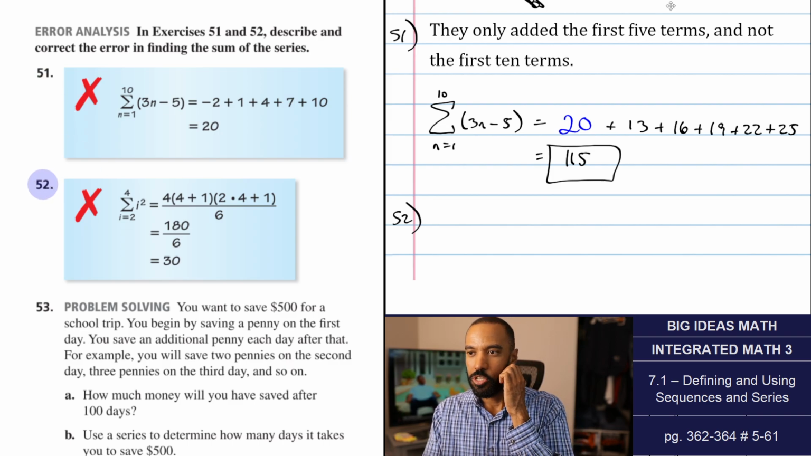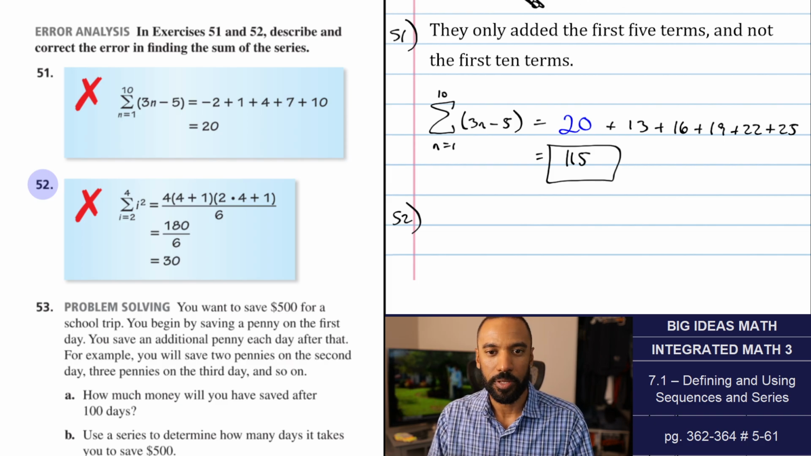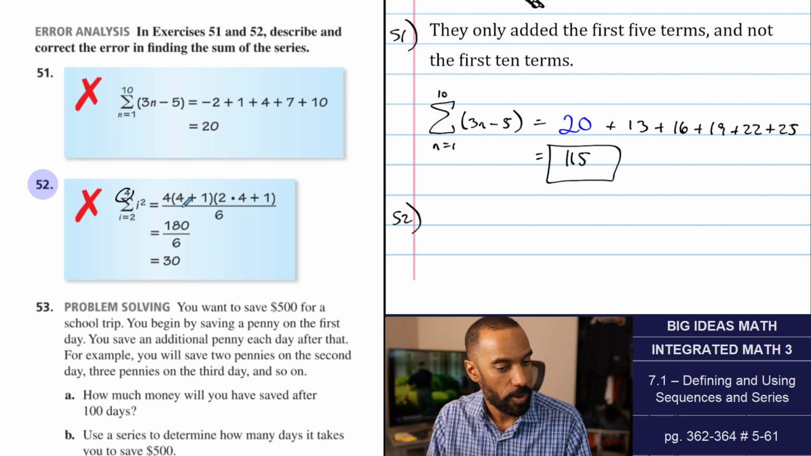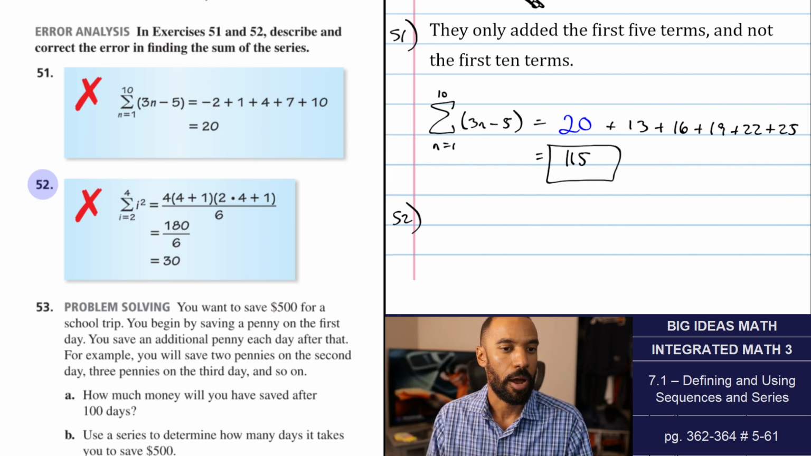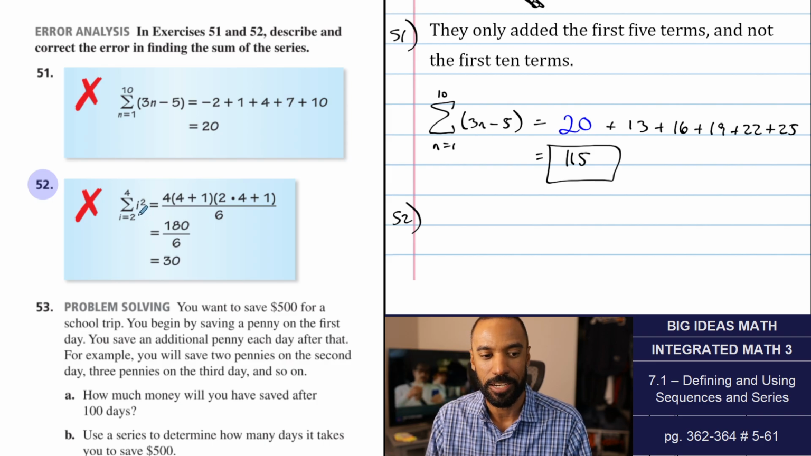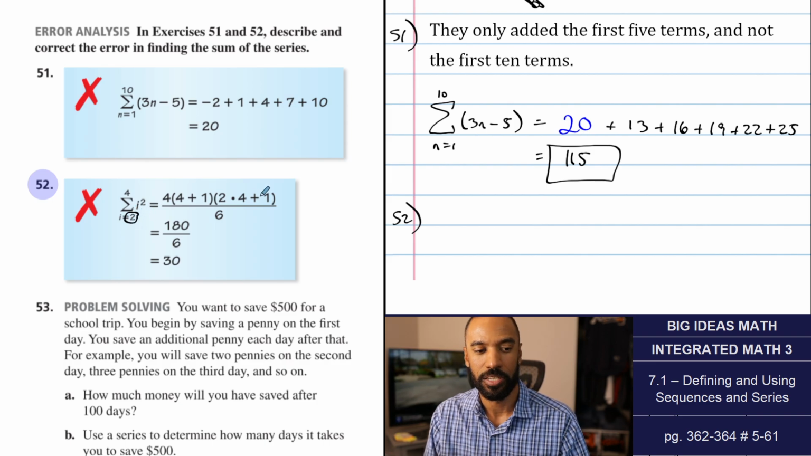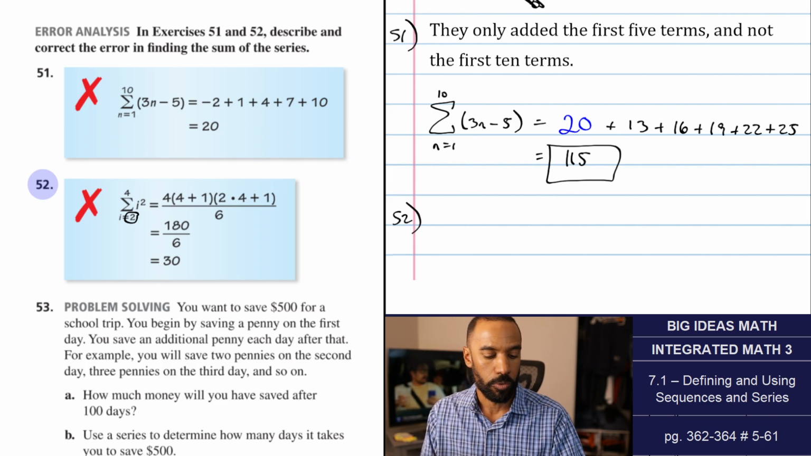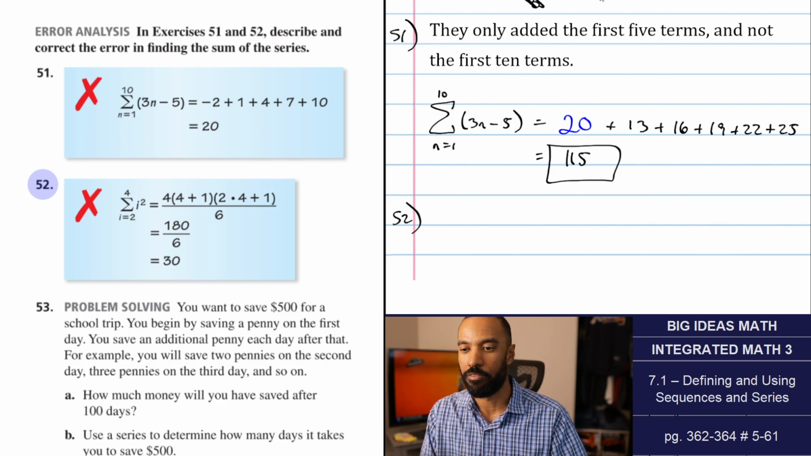Okay, number 52's issue, so they're using that formula of the sum of the squares of the first n terms. So you go to that 4, you substitute that in there. That's n times n plus 1 times 2n plus 1 all over 6. The formula's right. I'm sure their calculation's right. The problem is you can't use this formula straight up because this isn't the first n terms. You have this i equals 2. We didn't start from i equals 1, so it's not the first number of them.